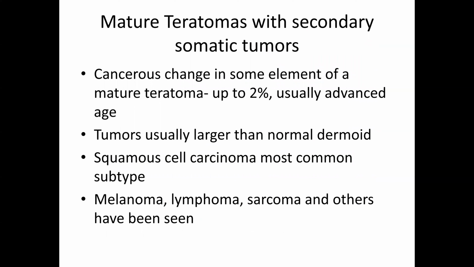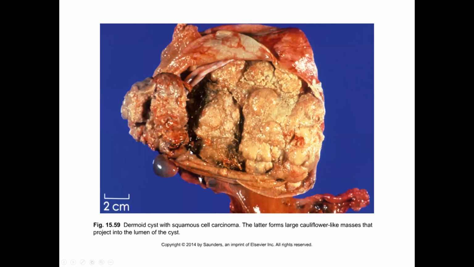And then another vexing challenge, particularly in terms of sorting things out, mature teratomas with secondary somatic tumors. So this essentially is a mature cystic teratoma with some component that has developed a somatic type neoplasm, whether that's carcinoma or melanoma or lymphoma or sarcoma or some other variant on this type of lesion. So I'll show you a gross image.